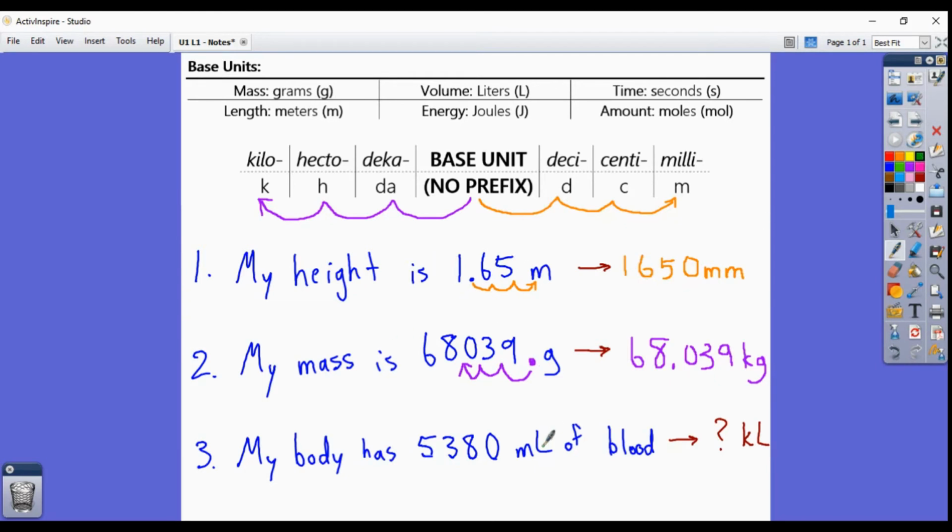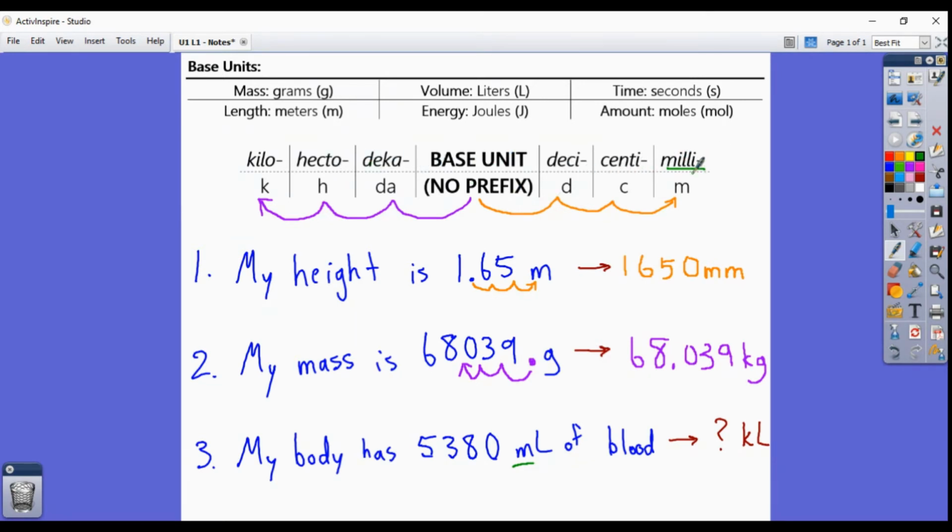Okay, now in this case, I'm starting with milli as my prefix. I'm not starting with just regular liters. I'm starting with milliliters. So I have to start over here instead. But I still want to move to a different prefix. I want to move to kiloliters. It's also good to mention again here, it doesn't matter whether I'm using meters or grams or liters. All of these work the same way. The only thing that changes on this chart is the prefix.